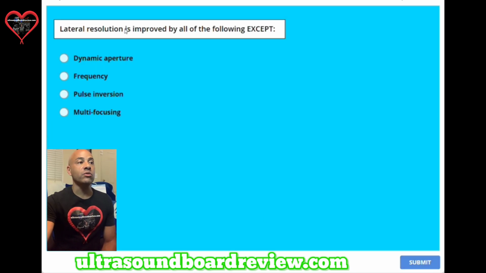Question 11. Lateral resolution is improved by all of the following except A, dynamic aperture, B, frequency, C, pulse inversion, or D, multifocusing. The answer is C, pulse inversion. Pulse inversion will actually improve spatial resolution.